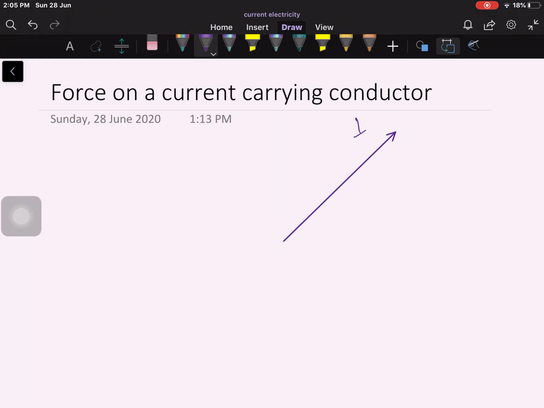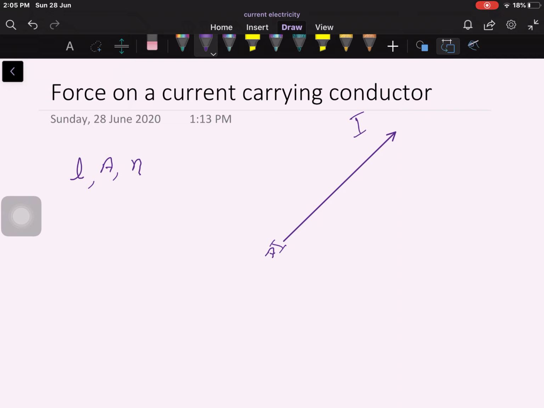I. The current flowing in it is I, and the length of the conductor we are assuming is L. The area of cross section of this conductor we are assuming A. One more thing: the number of free electrons available in this conductor. We are not assuming total electrons; we are assuming the number of free electrons per unit volume is N.